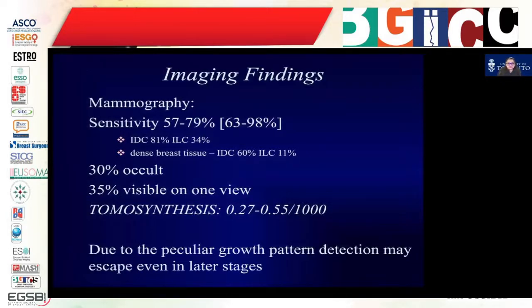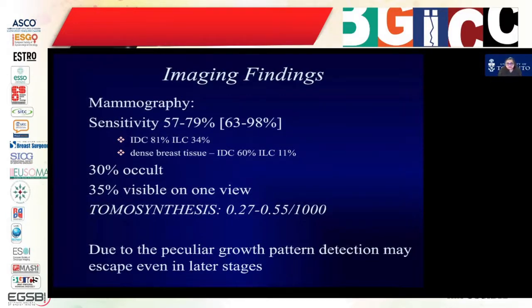What about imaging findings? So mammography, the sensitivity of mammography varies in IDC versus invasive lobular carcinoma. And clearly the sensitivity is much lower in invasive lobular carcinoma. And I have here numbers up to 34% only. And as the density of the breast tissue increases, the sensitivity of mammography overall drops. And obviously it's further worse for invasive lobular carcinoma. So we have to be careful.